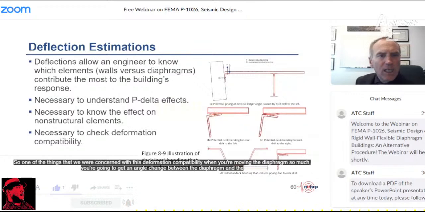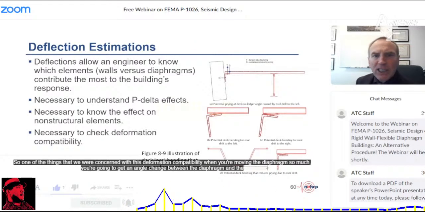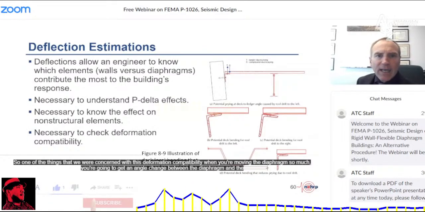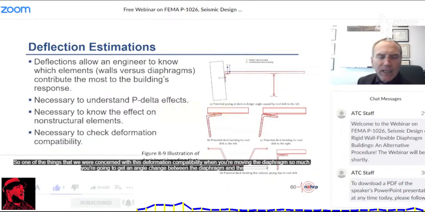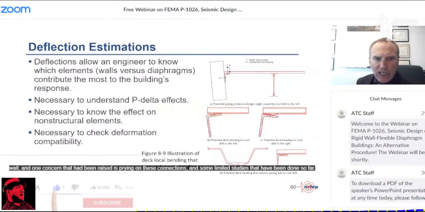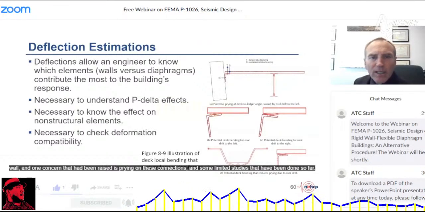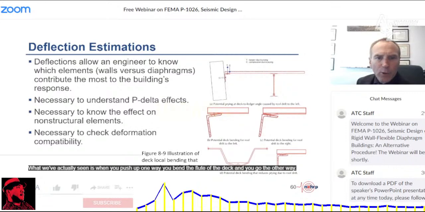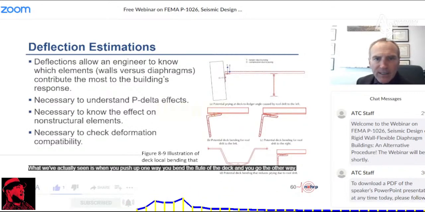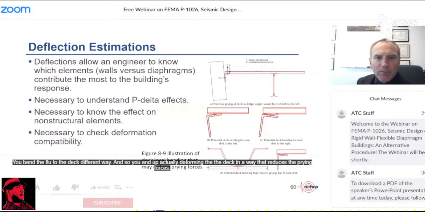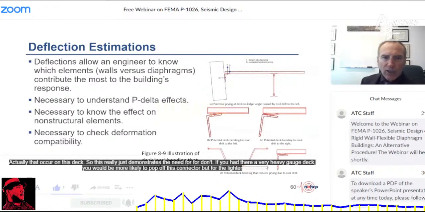So one of the things that we were concerned with is deformation compatibility. When you're moving the diaphragm so much, you're going to get an angle change between the diaphragm and the wall. And one concern that had been raised is prying on these connections. In some limited studies that have been done so far, what we've actually seen is when you push it one way, you bend the flute of the deck, and you go the other way, you bend the flute of the deck a different way. And so you end up actually deforming the deck in a way that reduces the prying forces that occur on this deck.